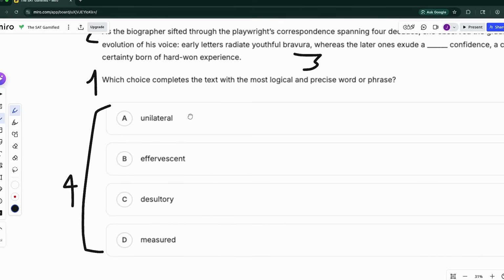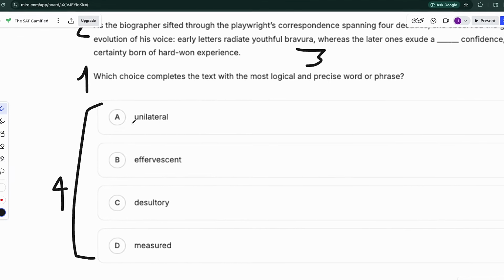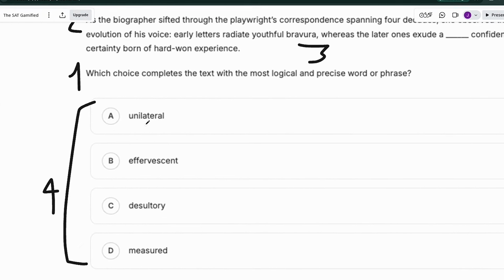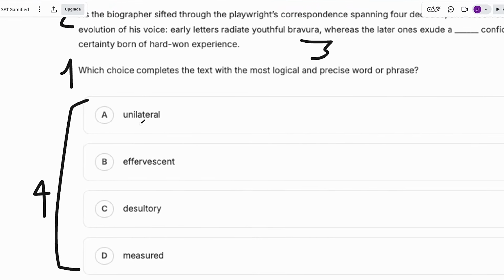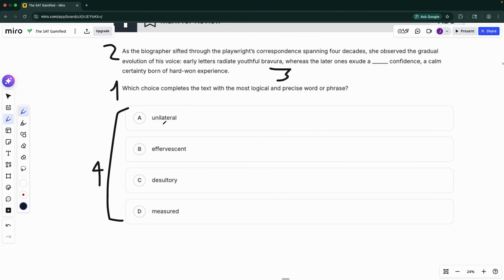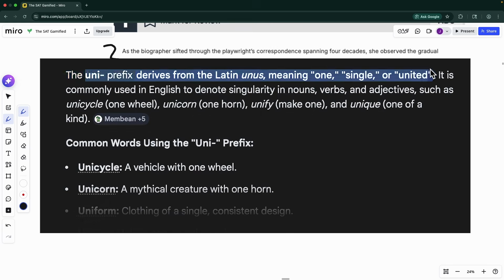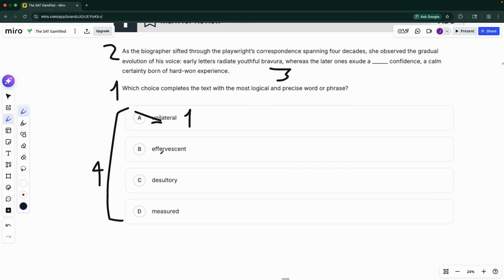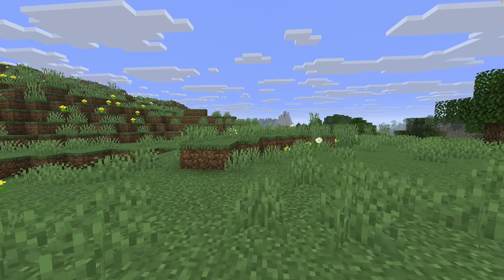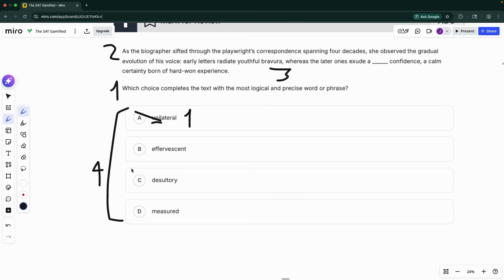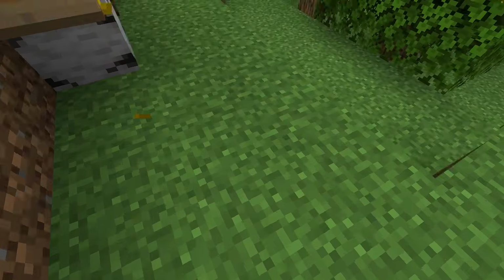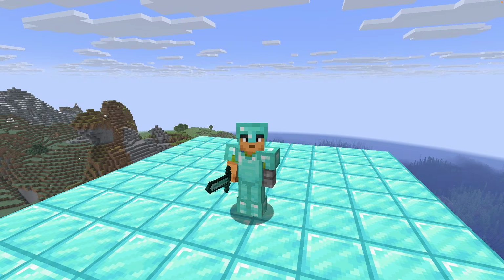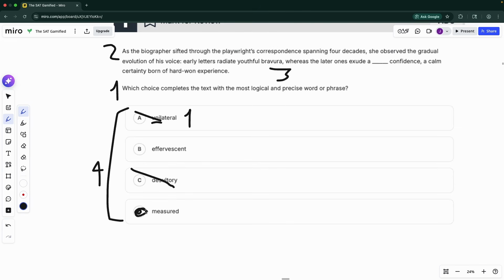If you ever see a vocab word you don't know, try to use the roots and the prefixes and anything else you can decipher about the word to determine what it most likely means. Unilateral, that has uni in it, which means one, so that's probably not going to be it. Effervescent, nobody really knows what this means, but it seems just kind of weird, so it might be it, but probably not. Desultory, this kind of means to go aimlessly, to not have a direction, so that's probably not it either. And finally, measured. Measured means to have a lot of something, to be full in something. So it definitely matches our prediction, so D is probably going to be right.